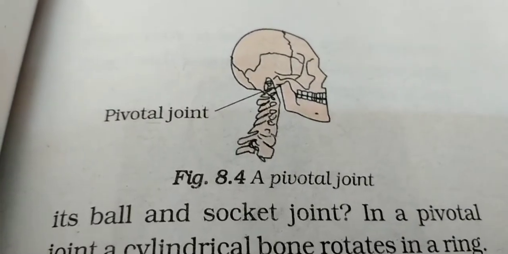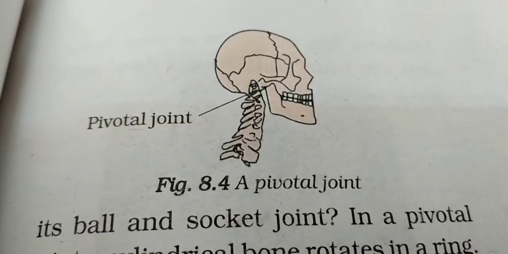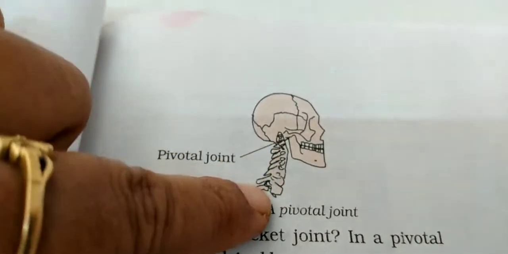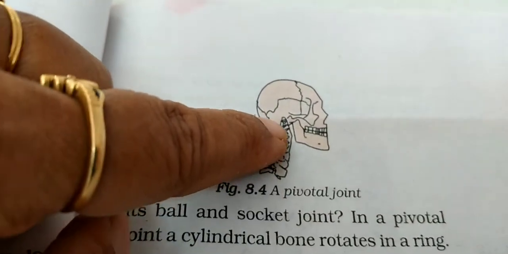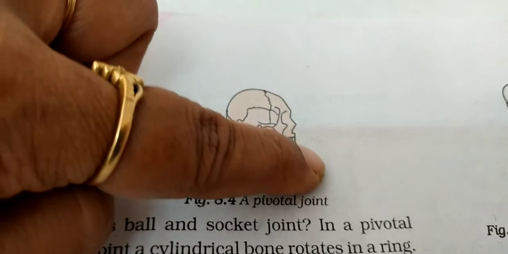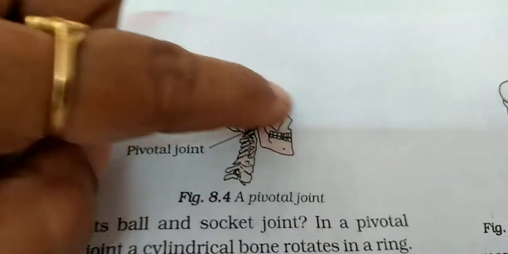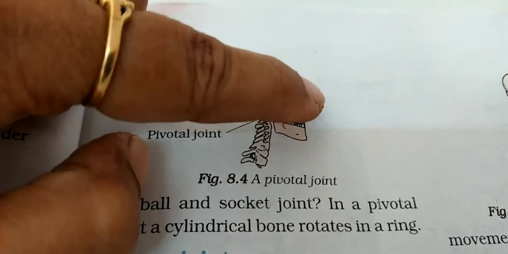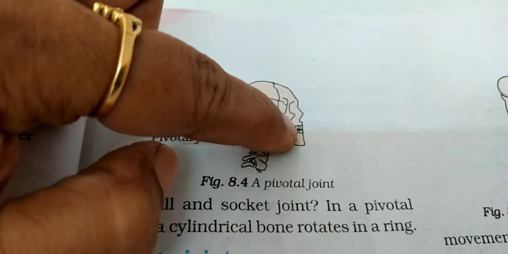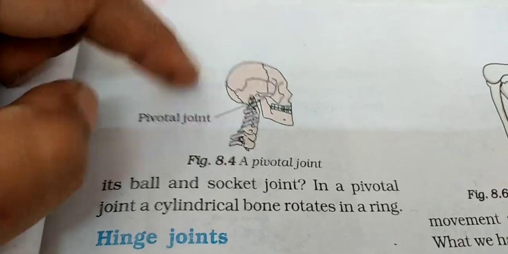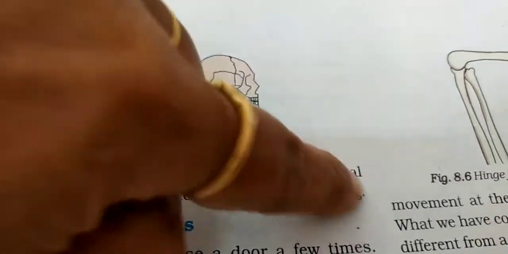You can see the two-dimensional picture given in your textbook, figure 8.4, a pivotal joint. You can see this skull. These are the neck bones, and here the pivotal joint is, where it allows your head to move in front, bend at the back like this, turn towards right and left, but you cannot turn your face towards the back side. Okay, so in a pivotal joint, a cylindrical bone rotates in a ring.